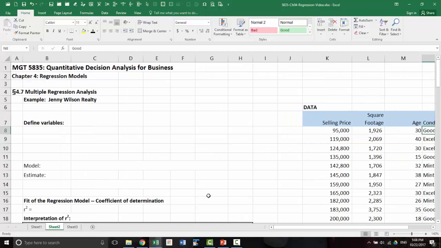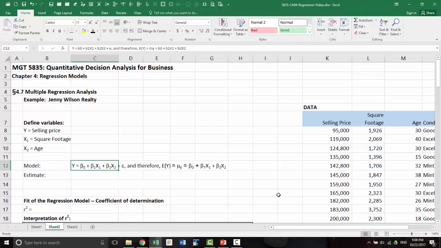As before, we have to first start by defining what the variables are. What is y? What is x sub 1? What is x sub 2? So y is selling price, x sub 1 is square footage, x sub 2 is age. All right. Now what is the model? The model is this: two slope coefficients, x sub 1 and x sub 2, and the mean of y is given by this. y is the mean of y plus an error. The estimate y hat will look like that.